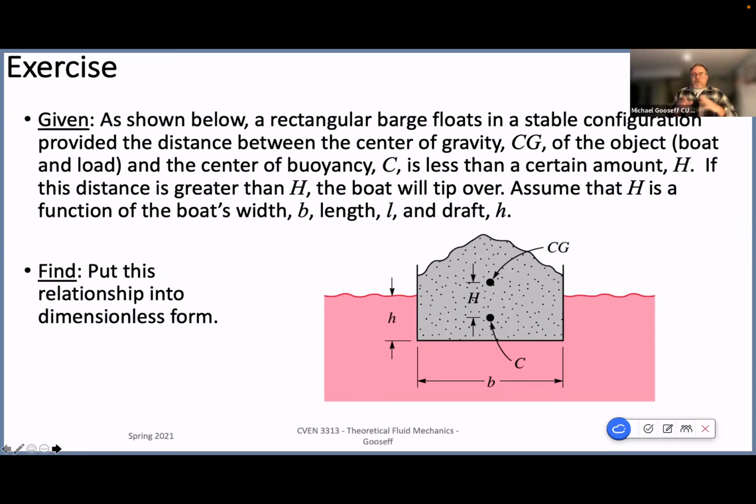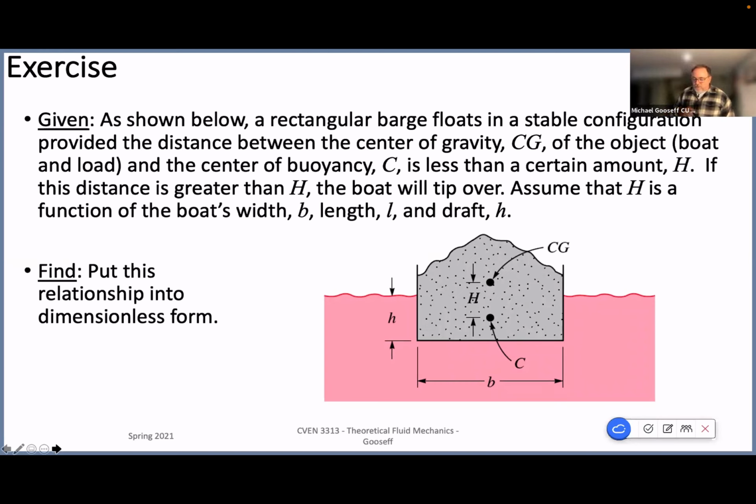Okay, so first of all, in this exercise, we're asked, as shown below, you have a rectangular barge. It floats in a stable configuration, provided the distance between the center of gravity of the object, the boat and the load, and the center of buoyancy, C, is less than a certain amount, H. If the distance is greater than H, the boat will tip over.